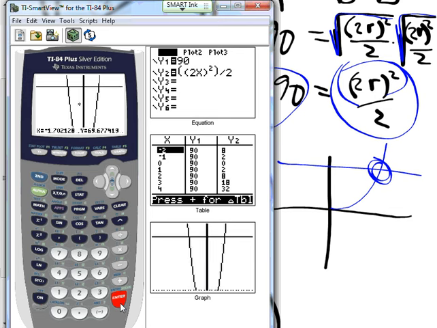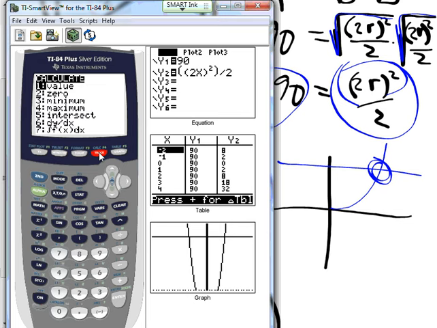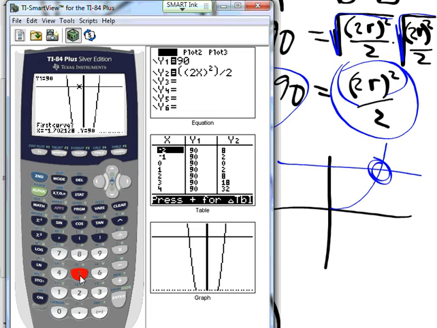All right, now of these two answers, do you get that that one's negative and I don't want to use it because it's negative? I can't have a negative side. So then this one's my answer. So I'm going to zoom in on that one. And I'm going to go second, calculate. And I want the intersection of those two lines. And then I'm going to say enter, enter.